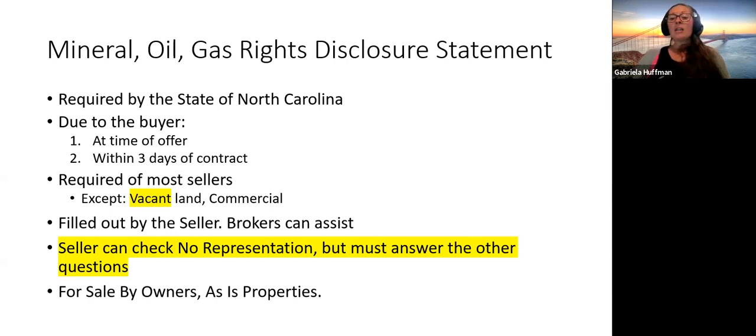Can a seller check no representation on the MOG? Yes. There are only 2 questions in which they can. When they're asked if the previous owner has severed the rights, they may not know. So those are the only 2 questions that if the seller wants to, they can check no representation. But all the other questions directly to the seller, have you severed, or do you intend to sever, they must answer those questions.